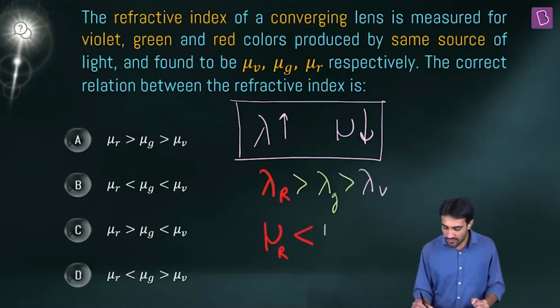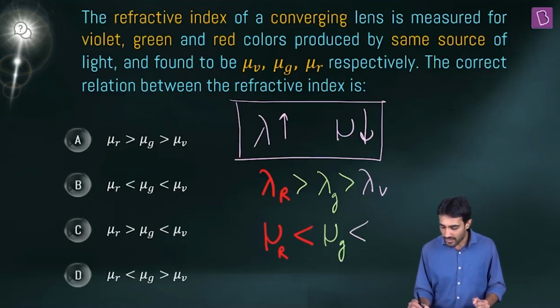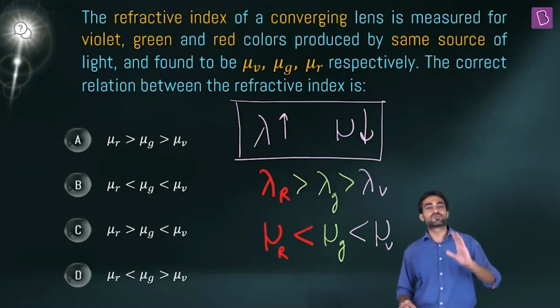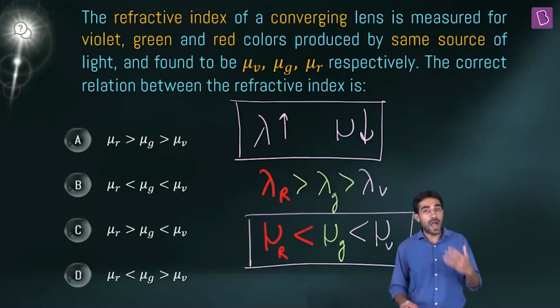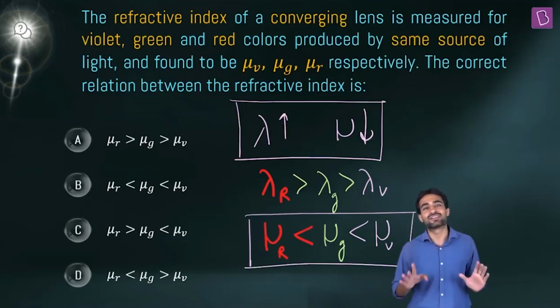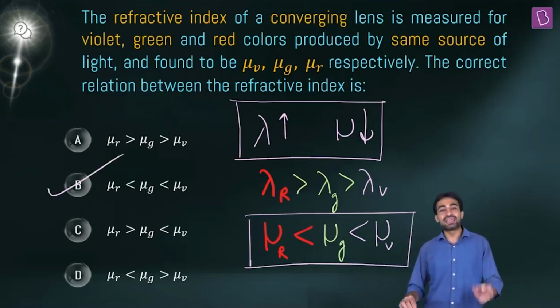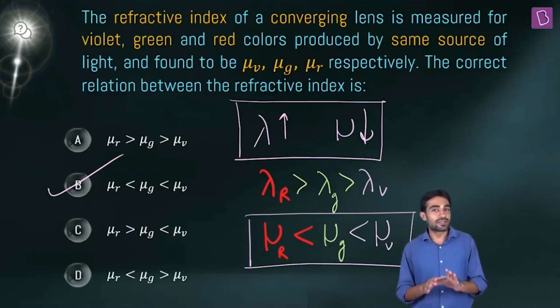And then we have refractive index for the green color. And at last, we have refractive index for the violet color. This is the highest one. So, refractive index for the red color is the lowest one, and refractive index for the violet color is the highest one. This is the correct order, and we can see that option B is the right answer. Now we have given the answer.